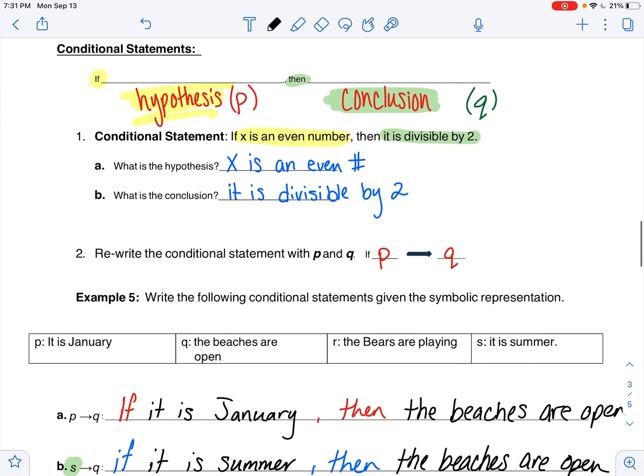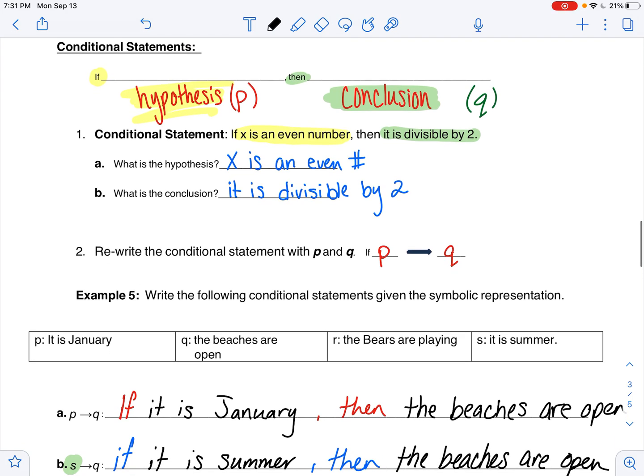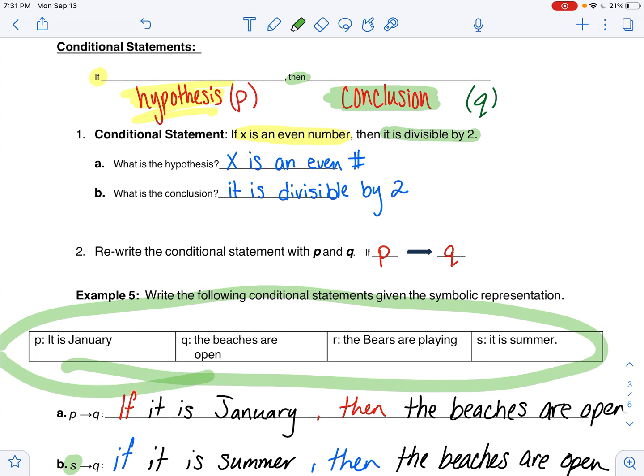So that's kind of a basic rundown on conditional statements. What are the different parts, how to represent them symbolically, and how to write out examples of them given different premises and conclusions.